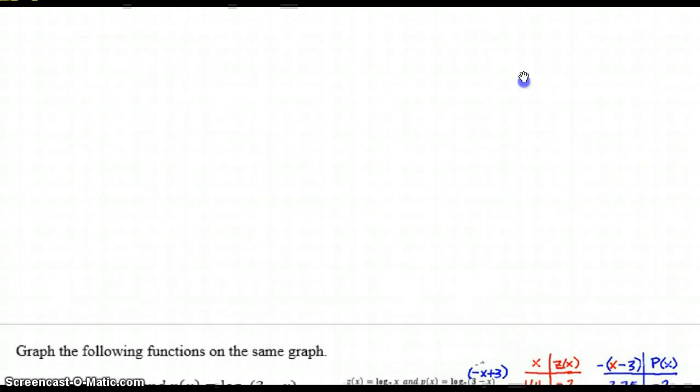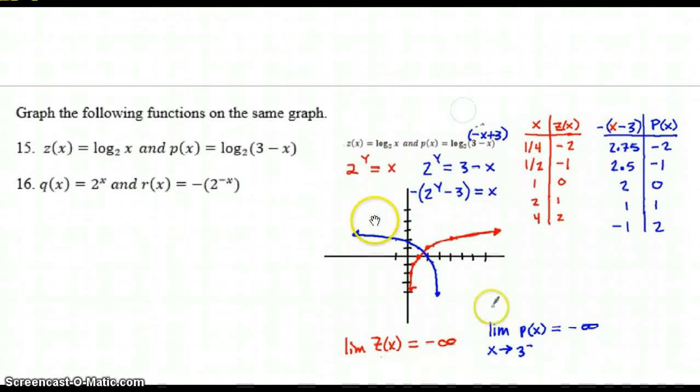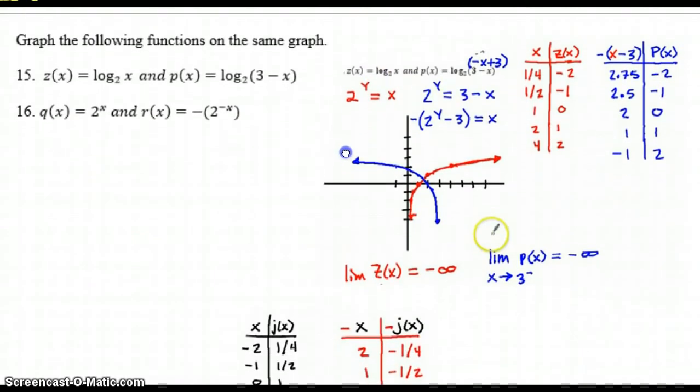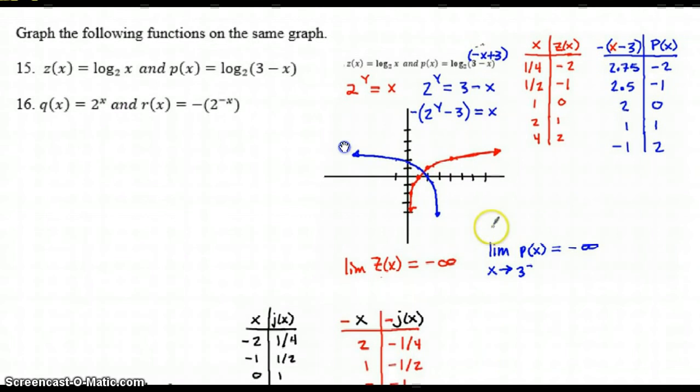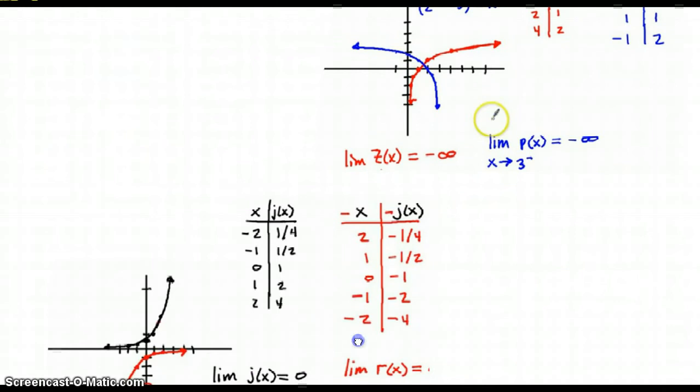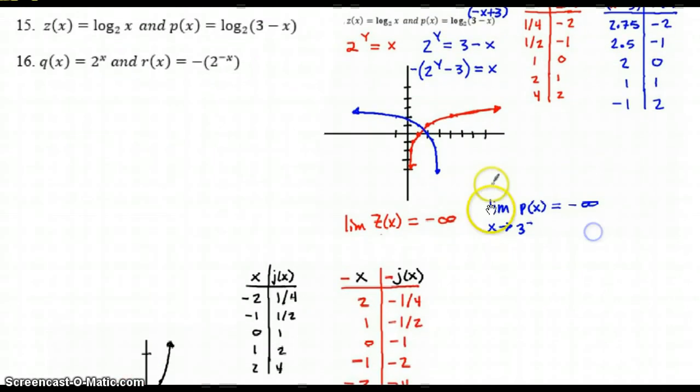So let me see the next one here. Okay, so this next one involves graphing logarithmic and exponential functions. So logarithmic functions, remember, are inverses of exponential functions. So it really helps to understand what a basic logarithmic function looks like. It looks like this one here.